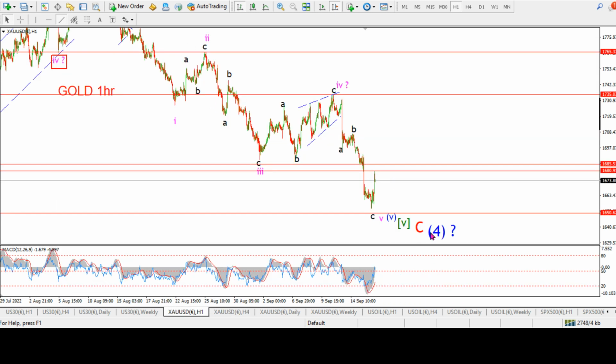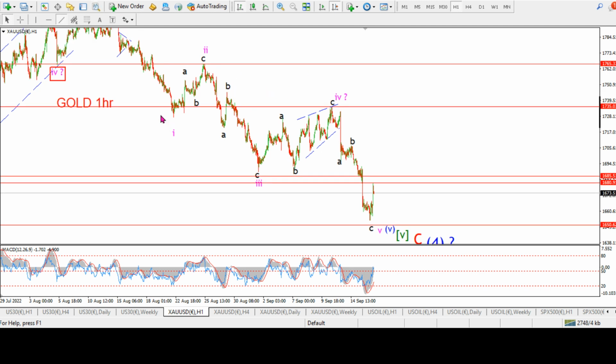For the moment, I've been working with this ending diagonal pattern. It's a feasible pattern, but I'm not entirely sold on it either. Excuse me, I'm a bit choked up tonight for some reason. The main reason was we got this clear 3-wave move in what could be a third wave, and then we got a retracement back above the wave one low. So that's two quintessential features of an ending diagonal.